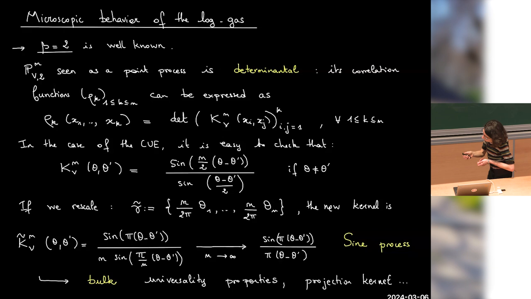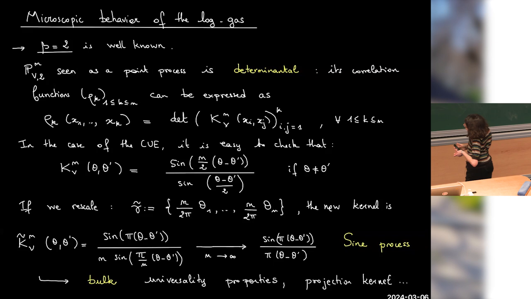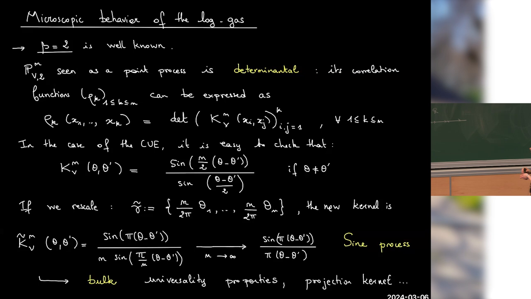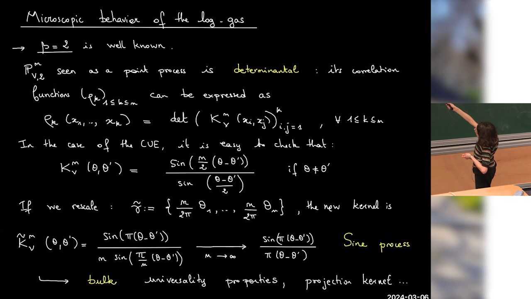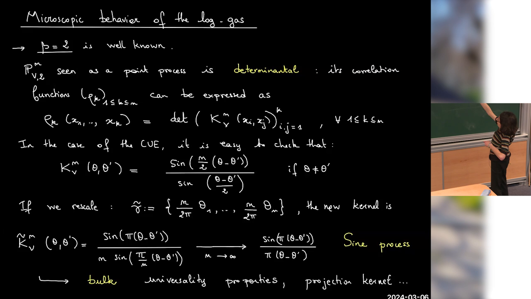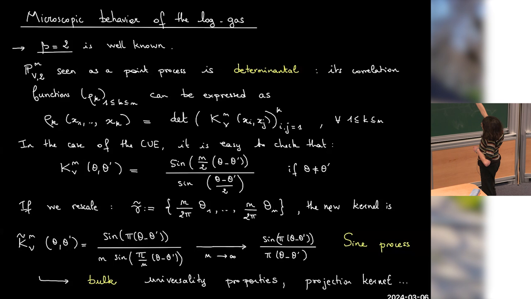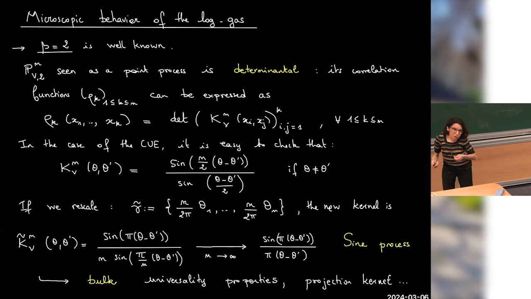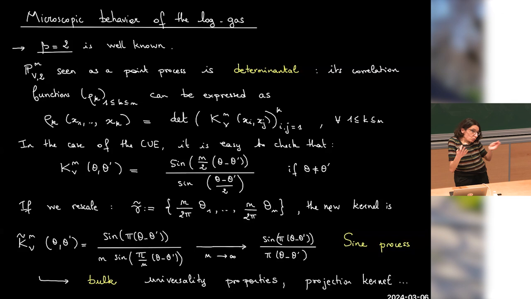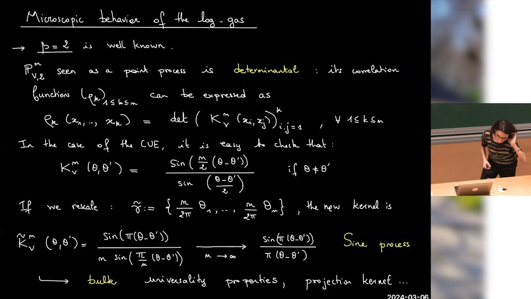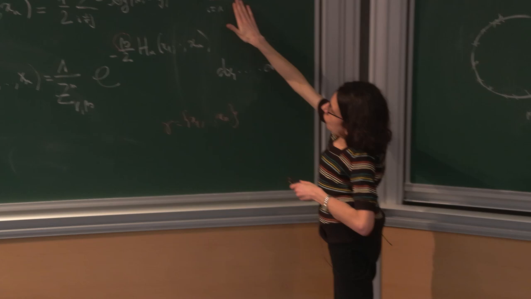And then when I zoom, when I rescale to get a configuration with one particle on average per unit length, it's easy to see how the kernel transforms. You just make a simple transformation of the kernel, and it's easy to see that this converges to a limiting kernel, which is sin(pi(theta minus theta prime)) over pi(theta minus theta prime). And the sine-2 process is the determinantal process with this kernel. So it's well defined and pretty easy to describe. And what is remarkable is that it's very universal. For very general V, you will have the same limiting process.